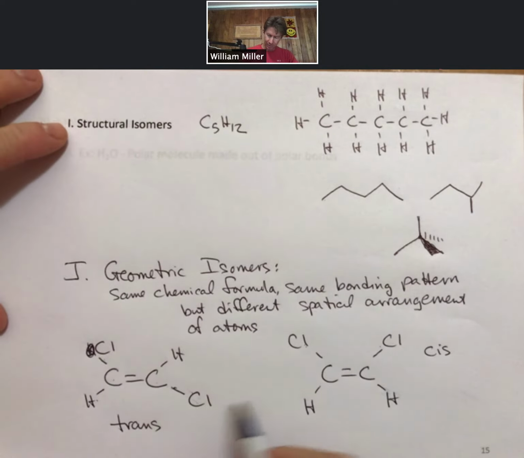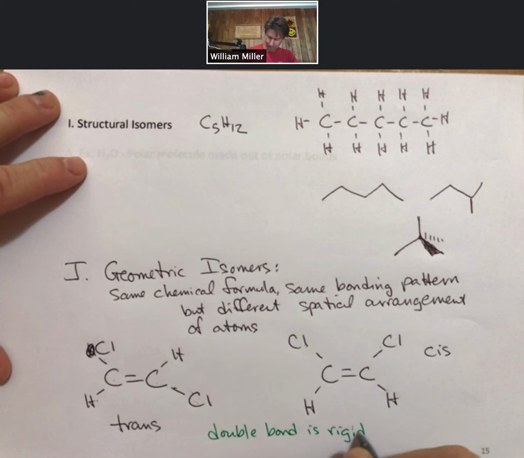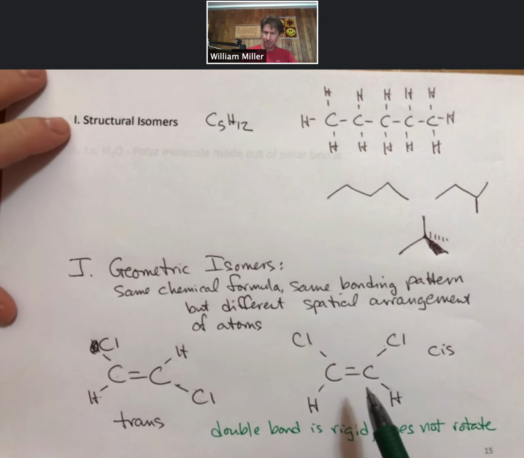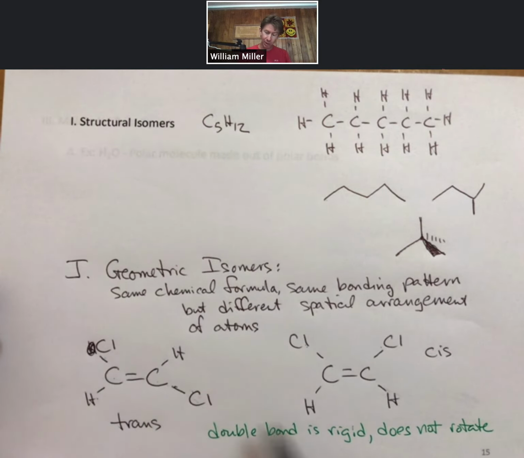So these are different molecules, and the reason they're different molecules is because the double bond is rigid and the double bond does not rotate. If it rotated, and this would be true if it was a single bond between these 2 carbons, then these would not be different molecules, but these are different molecules.